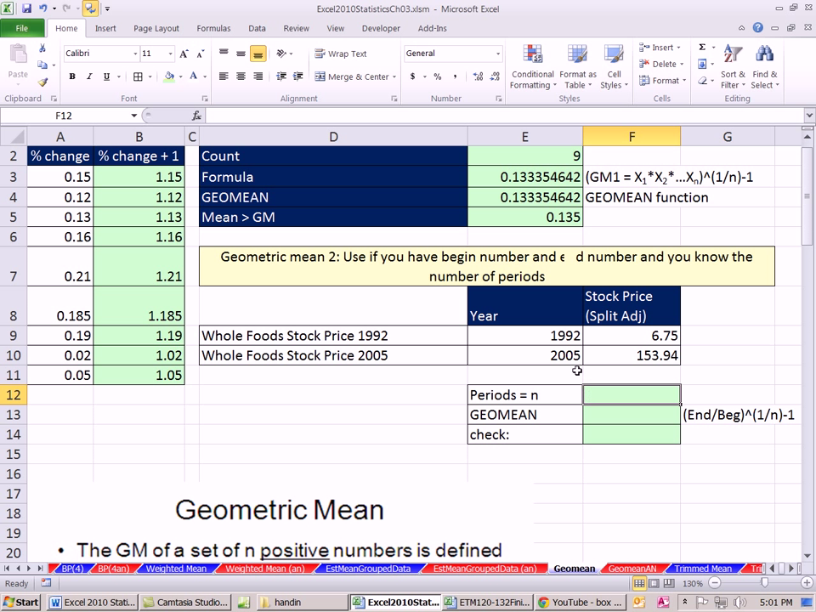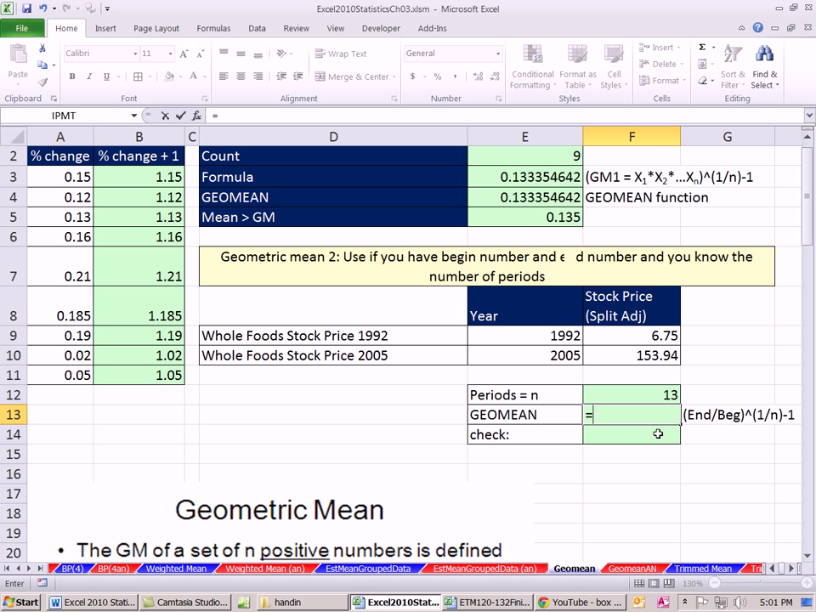So here, I have a slightly different situation. I'm not counting values. I'm subtracting this minus this. So the year 2005 minus the year 1992. So 13 periods. Now, this method, we obviously can't use over here. So the way you do it is you take the end divided by the beginning and raise it to the 1 divided by n, and then subtract 1.